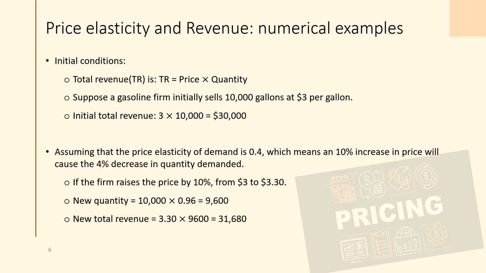9,600 gallons. Now we calculate the new total revenue: $3.30 times 9,600 equals $31,680. Even though quantity decreased, total revenue increased because demand is inelastic.